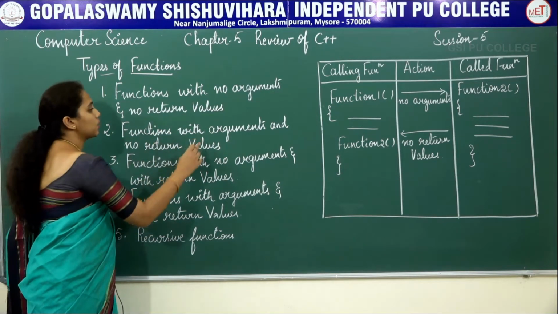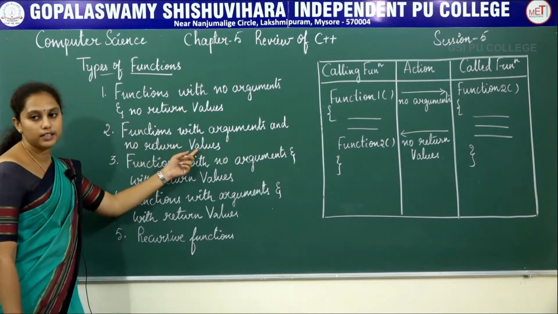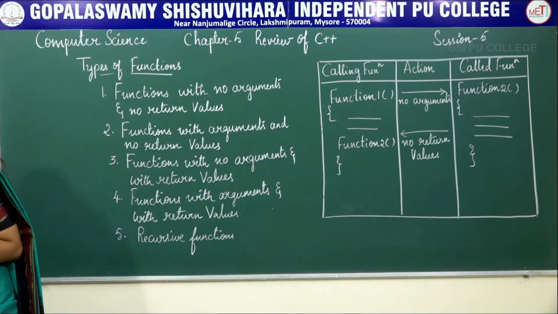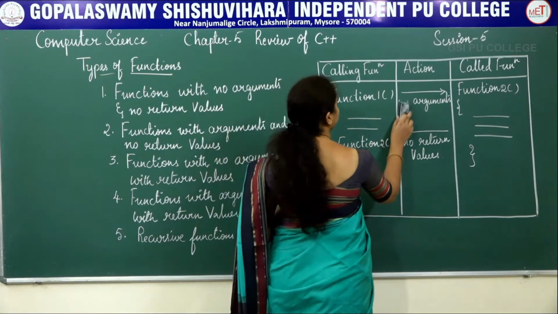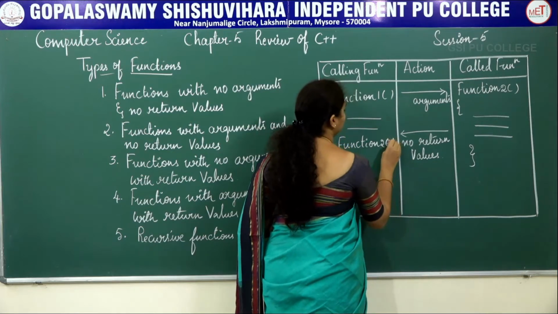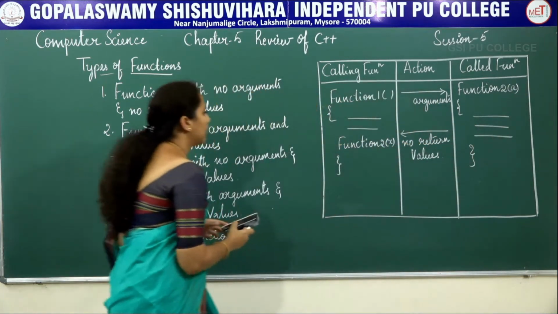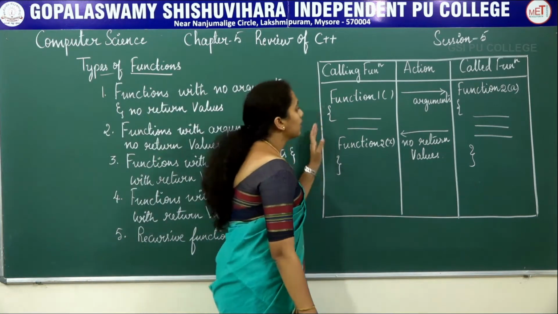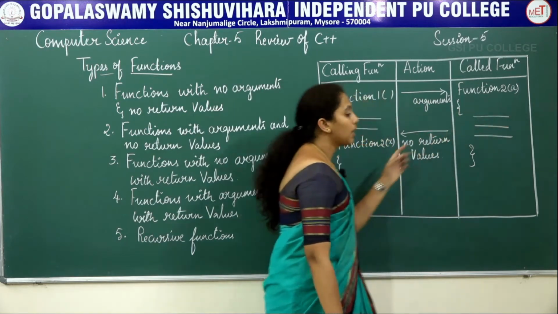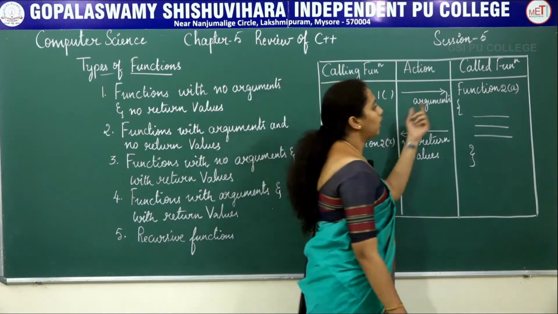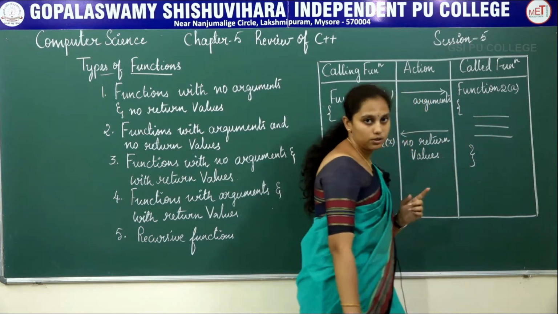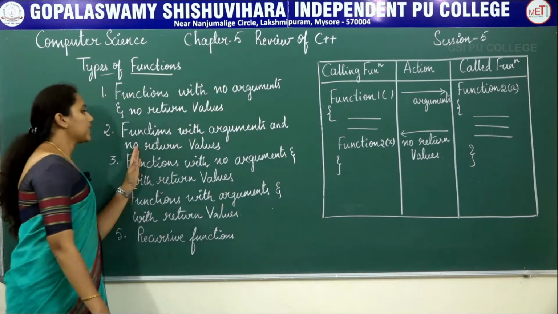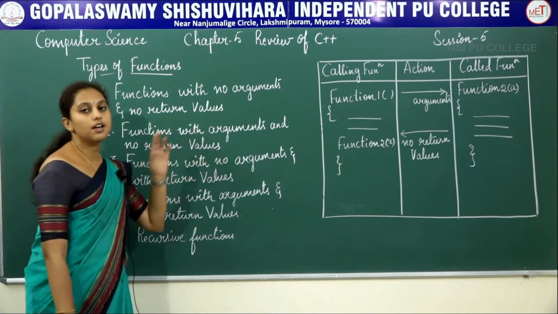Next type is functions with arguments and no return values. Functions with arguments means what? Function 1 will pass some arguments to function 2. So in this type of function, the first function will call the second function by passing some arguments. After calling the function, the second function performs its calculations, but it does not return any value to function 1. This is called functions with arguments and no return values.